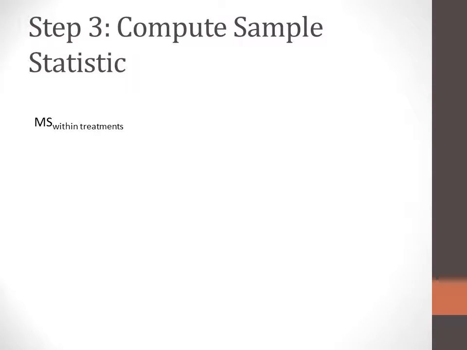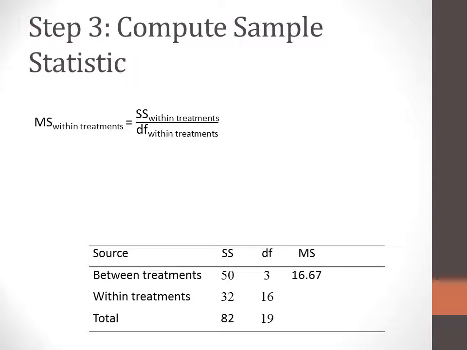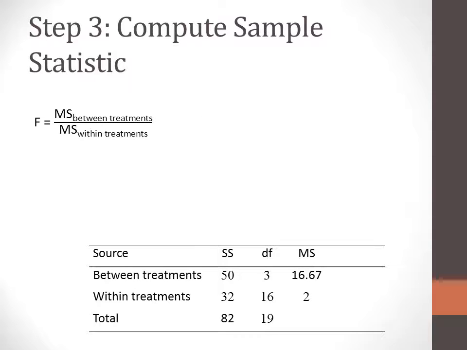Now, on to computing our mean square within treatments. And our mean square within treatments is simply the sums of squares within treatments divided by the degrees of freedom within treatments. And here's our summary table. And here are our values, 32 and 16. So we simply divide 32 by 16. And 32 divided by 16 gives us a value of 2 for the mean square. So we go ahead and place that in. And at this point, there's no more checking our math. So hopefully we've done everything correctly.